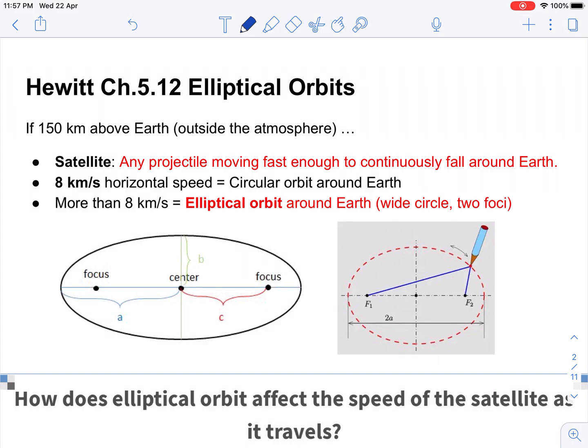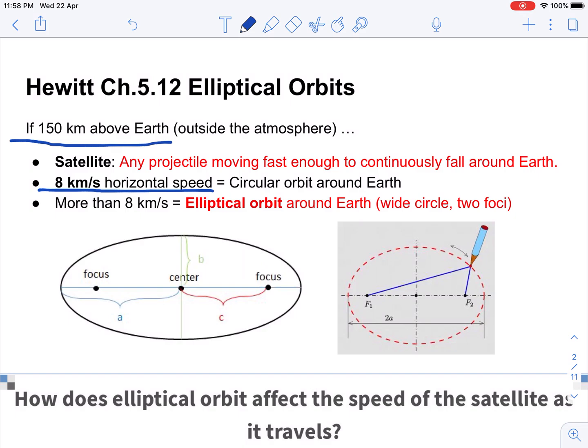And remember that we have to be at least 150 kilometers above the Earth to get outside the atmosphere. That way there's no drag affecting the velocity of these satellite objects. They're not being slowed down or experiencing any friction from that. The minimum speed is 8 kilometers per second horizontally. That's what's going to keep a satellite rotating around the planet in a circular motion.